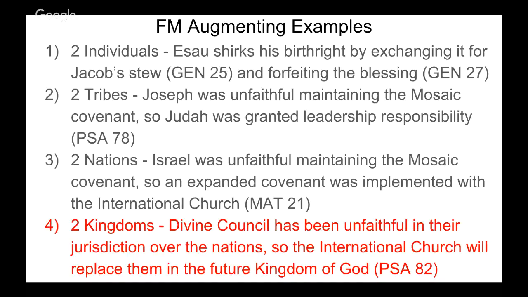Israel, I'm expressing here, was unfaithful in maintaining the Mosaic covenant. And so an expanded covenant was implemented with the international church. Now, the magnification shift that you're going to see here is Israel was a national covenant. It was a physical offspring of Abraham, Isaac, and Jacob. So they were a national group of people. And what God has done as he's moved over to the international church is this concept of it being international. It's no longer tied to physical offspring. It's now the spiritual offspring. Anybody who has put their faith in what Jesus did on the cross. That's how you become part of this new nation.